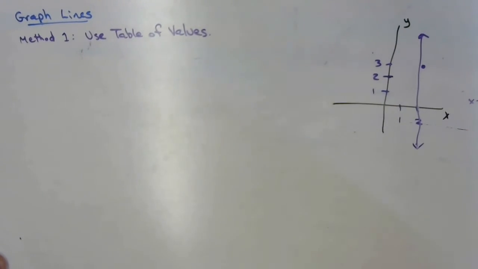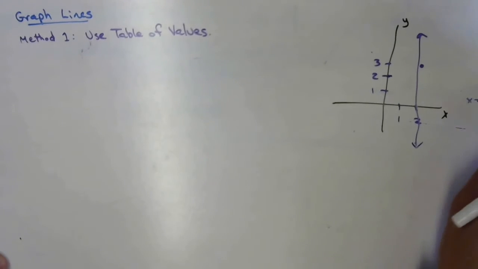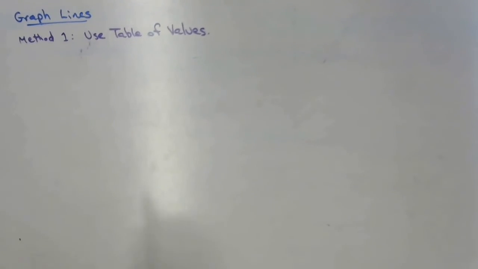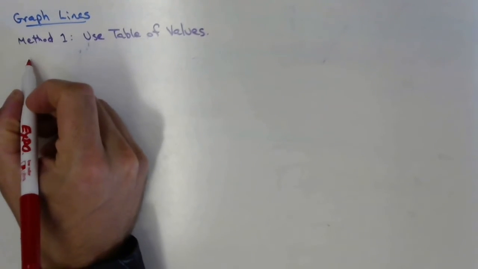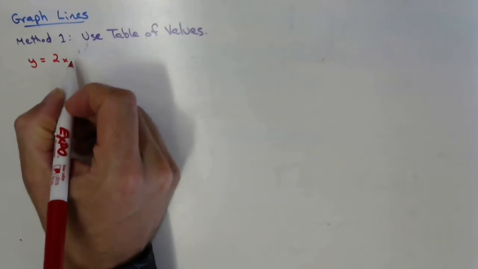Okay? But that's what we're working with. So a table of values is going to give you all of those ordered pairs, in order to help you graph the line that you need to work with. So the example that we have here is y equals 2x plus 1.